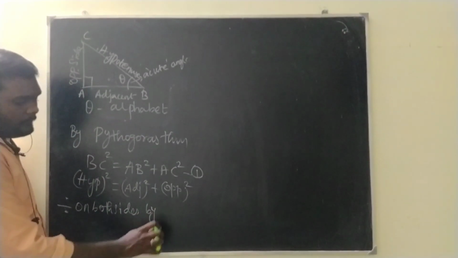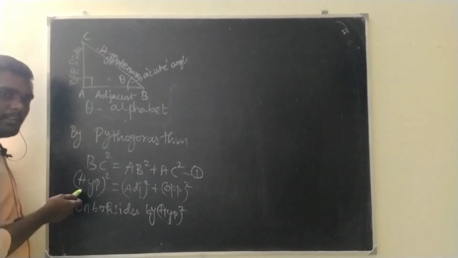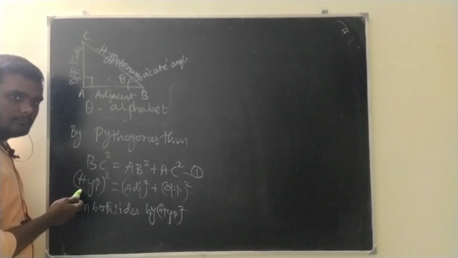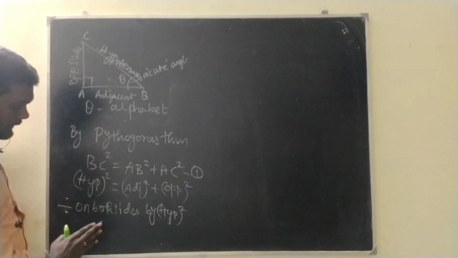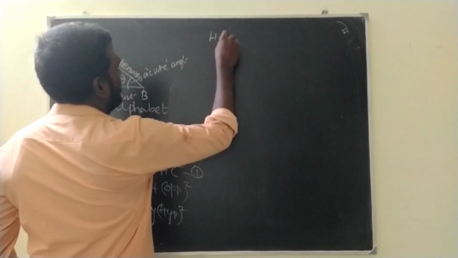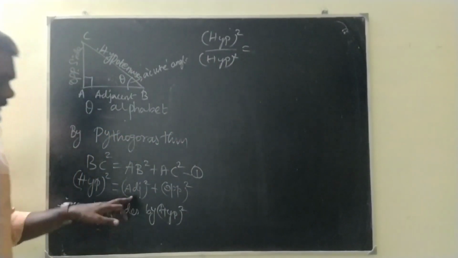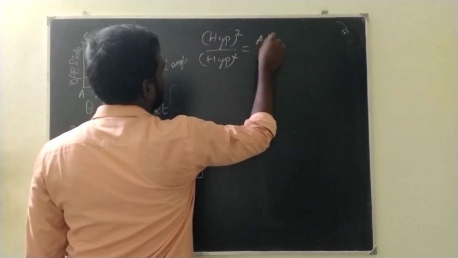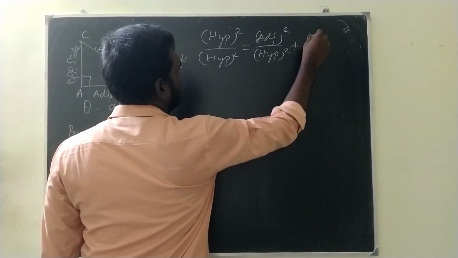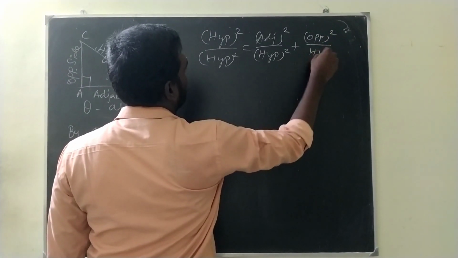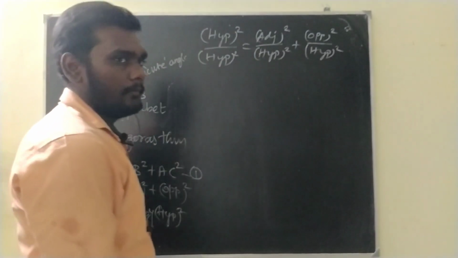by hypotenuse square. What happens when you divide this by hypotenuse square? You will get 1. Okay. Or else let me write once. See, hypotenuse square by hypotenuse square equals this adjacent side square by hypotenuse square plus this opposite side square by hypotenuse square. Then this side will become what? 1.